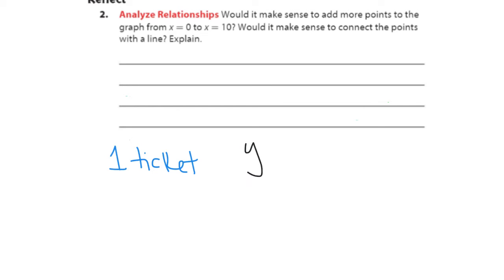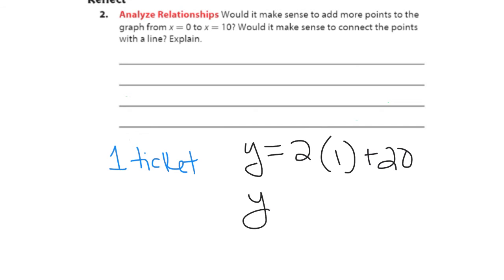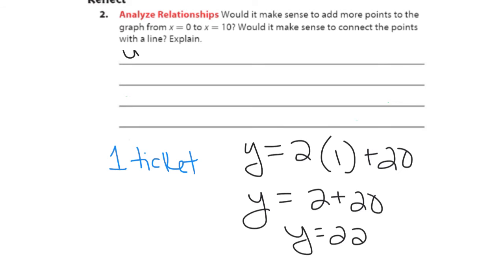And if you buy one ticket, you'd have 2 times 1 plus 20. So if you bought one ticket, you would end up paying $22. So you could add the point. Oh, wait, maybe I should say yes first. Okay, so yes, add points. One ticket is $22.